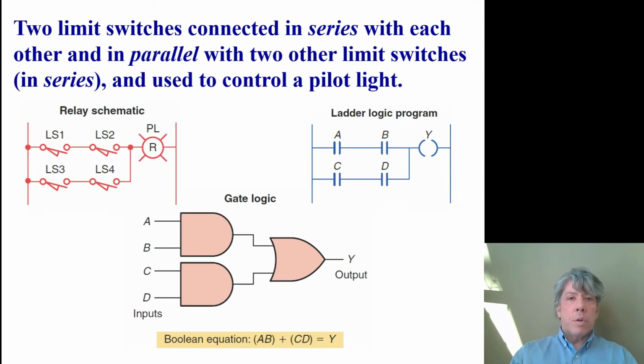Here we've got two series connected in parallel with one another to control a pilot light. So limit switch 1 and limit switch 2 have to be on, or limit switch 3 and limit switch 4 have to be on for the output pilot light to be on. You can see the ladder logic program reflects the relay schematic. You can see that the gate logic is the same as well, because we've got A ANDed with B, that result going into an OR and can drive the output, or C ANDed with D going into that same OR gate. So the Boolean equation is A and B or C and D produces the output Y.